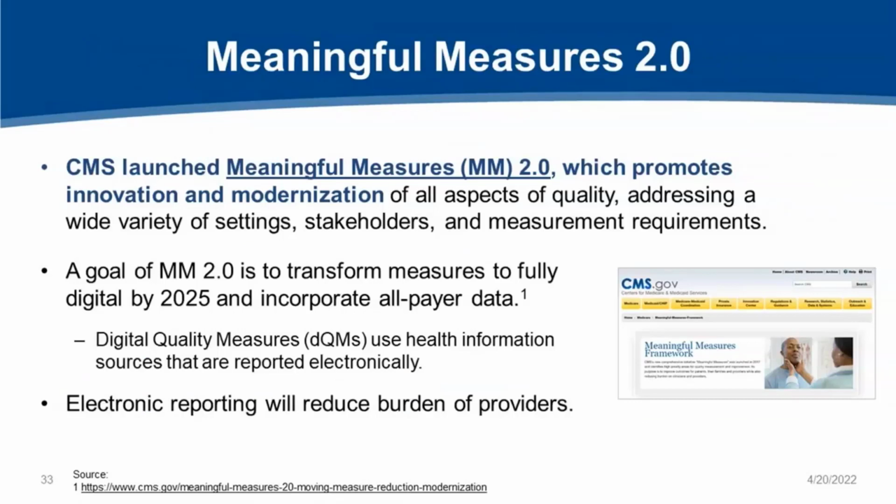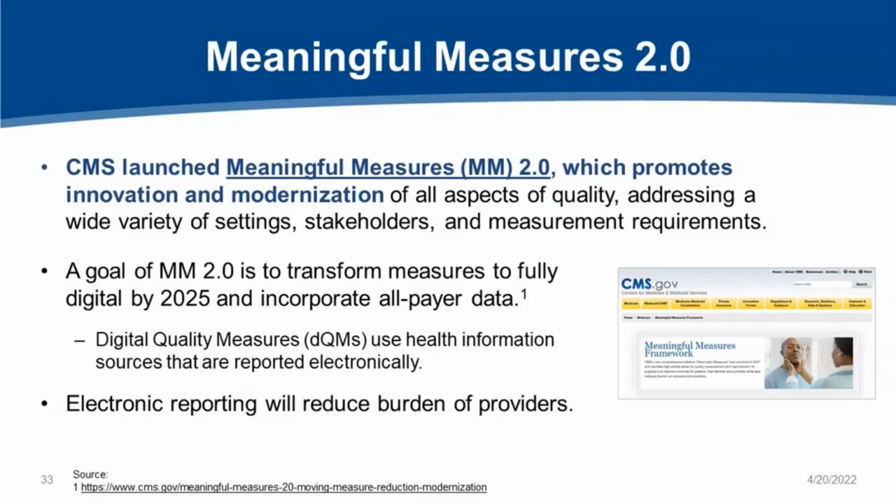In part, to help address collection and reporting burden, CMS launched Meaningful Measures 2.0. This work really promotes innovation and modernization of all aspects of quality by addressing a wide variety of settings, stakeholders, and measurement requirements, including rural health providers. One of several goals of Meaningful Measures 2.0 is to transform measures to fully digital and work to incorporate all payer data.